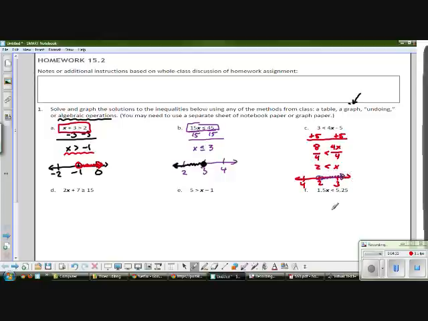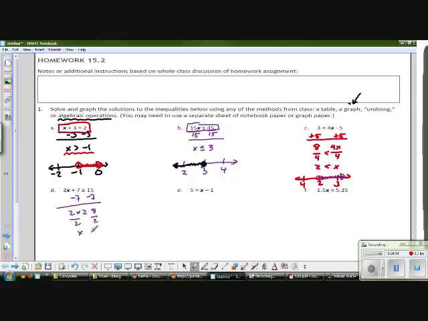Okay, so we have 2x plus 7 is greater than or equal to 15. So let's start this by undoing. Subtract 7 first. So 2x is greater than or equal to 8. Divide by 2 to get rid of the multiplied 2. We end up with x is greater than or equal to 4.